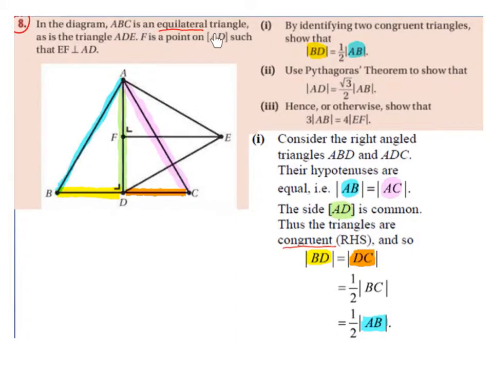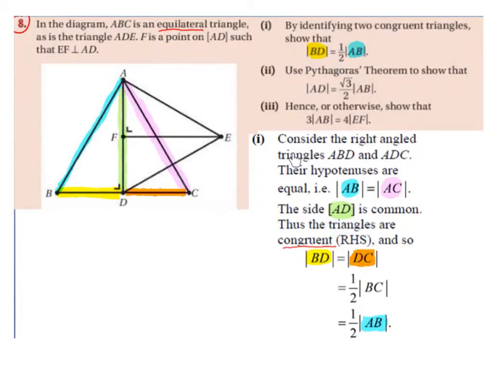F is a point on AD. So here's AD, and here's the point F, such that EF is perpendicular to AD. Part 1. By identifying 2 congruent triangles, so 2 identical triangles, 3 equal angles, 3 equal sides, show that BD is equal to half AB.